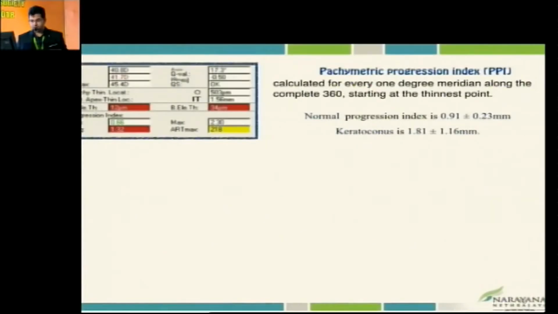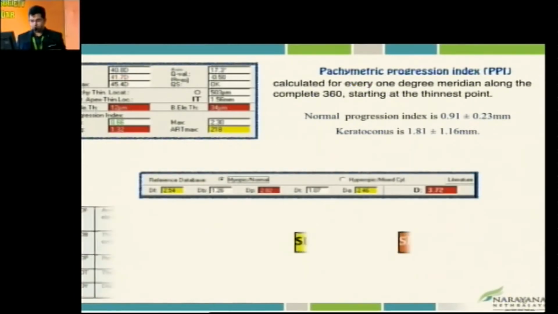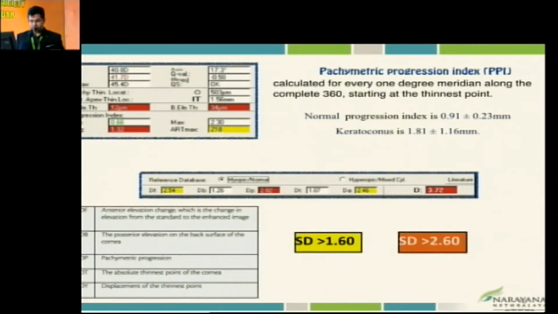So we have the progression index. The progression index looks at the progression from the thinnest point to the periphery all along at every 1 degree meridian along the complete 360. So the normal value for this is about 0.91. And here are the 5 boxes which show the front elevation, the back elevation, pachymetry progression, the thinnest point of the cornea, and the displacement of the thinnest point.